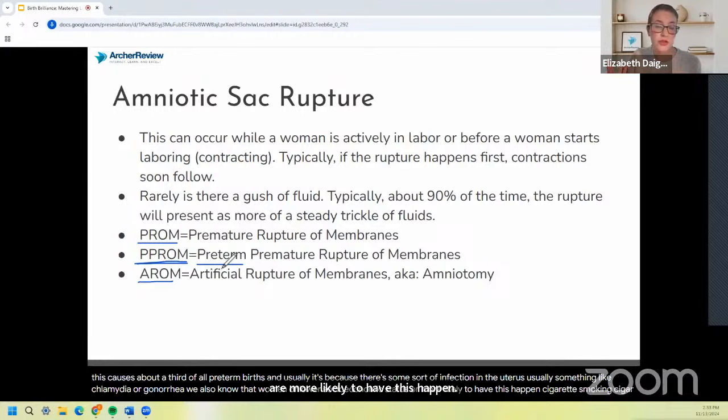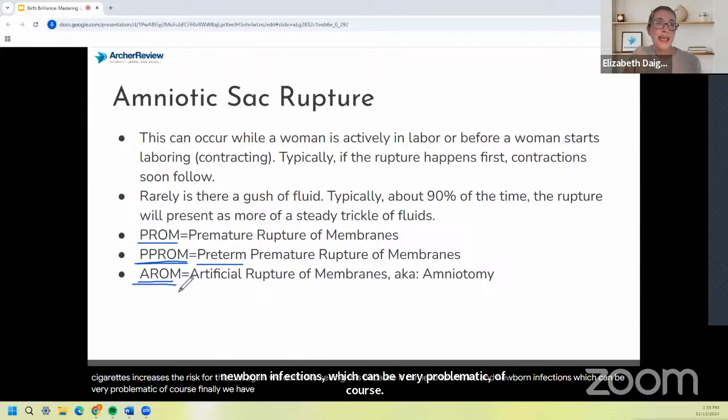Smoking cigarettes increases the risk for this. But again, we don't like seeing this because it can lead to uterine and newborn infections, which can be very problematic, of course.